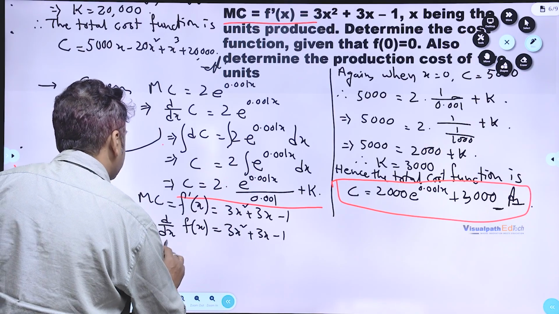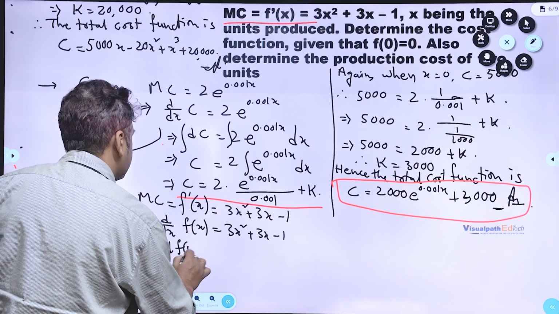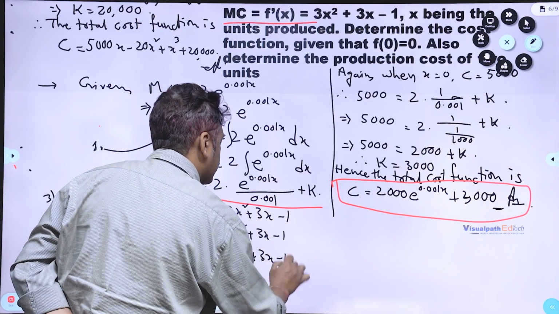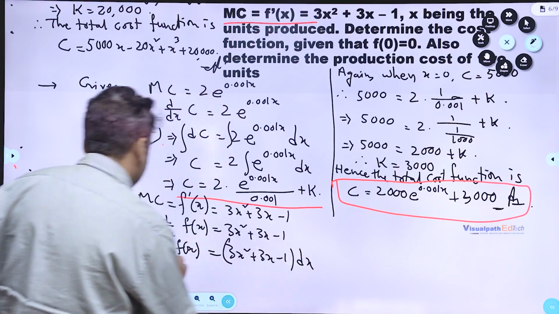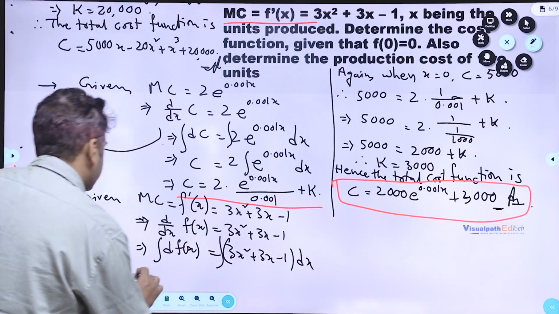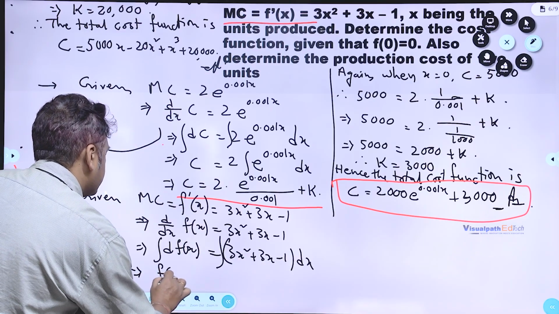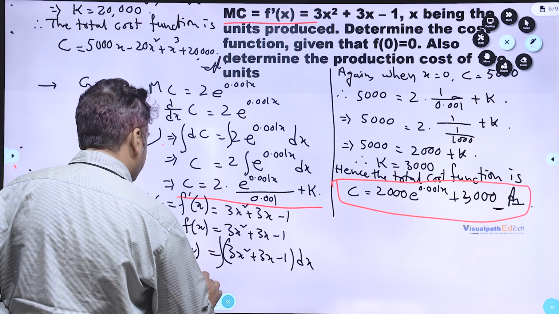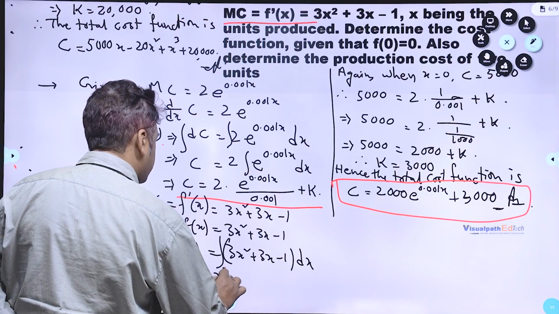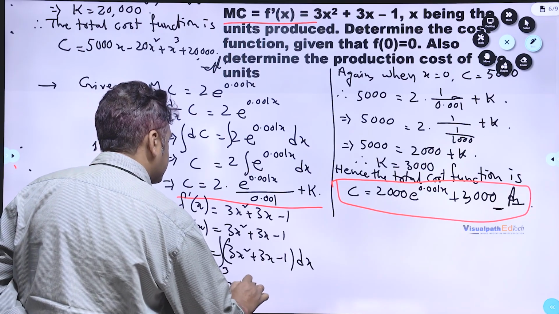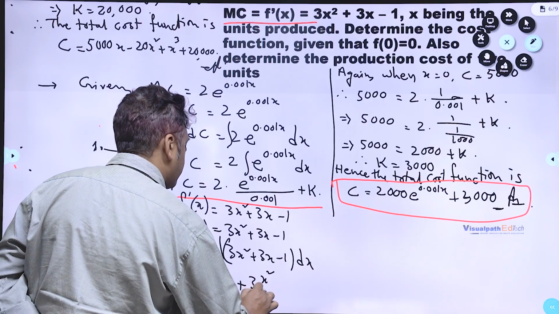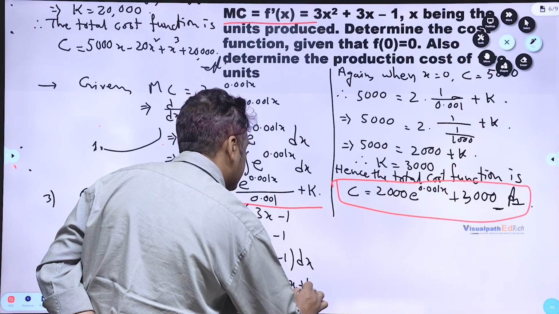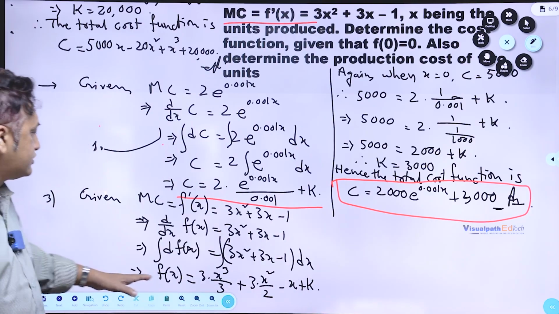But anyway, so this will be d of f(x) is equal to 3x squared plus 3x minus 1 dx. Let us take integration. So that way we will get f(x) is equal to the integration of 3x squared, which will be 3 into x cube by 3, plus 3 into x squared by 2, minus x plus k. Okay. This is f(x).